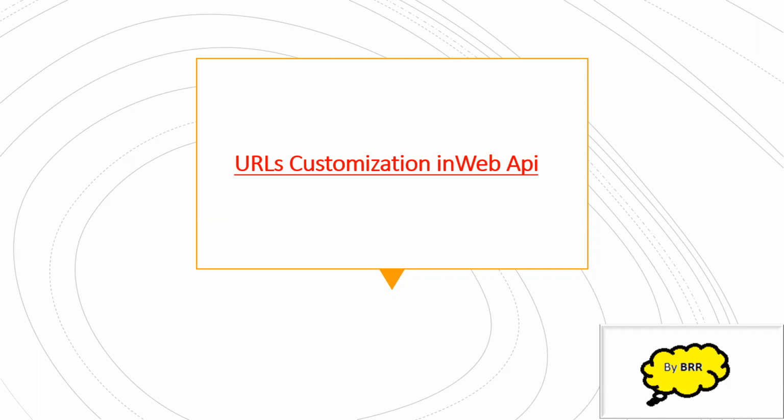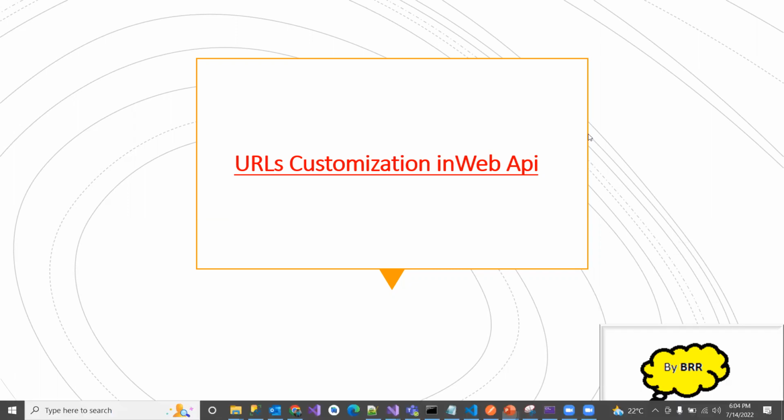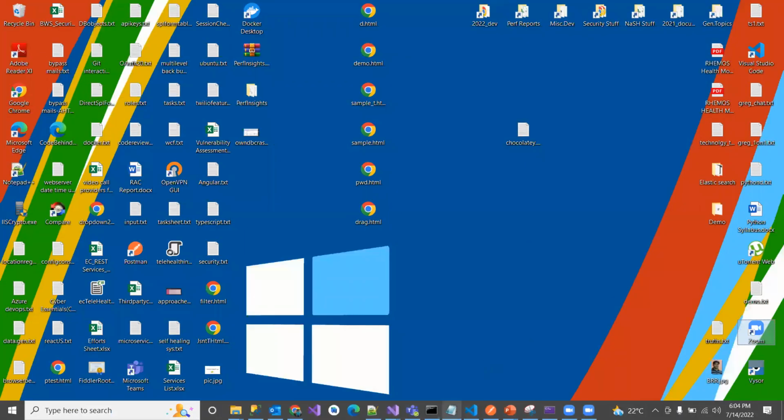But if you want to add other URLs, sometimes you may have internal or private and public IPs. And if you want to add all those IPs as part of consuming your API, how are you going to add those URLs as part of web API consumption? Let me go to this part here.